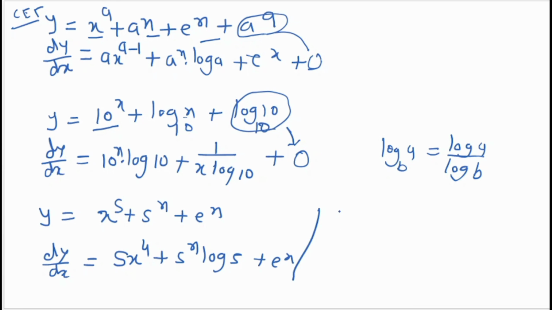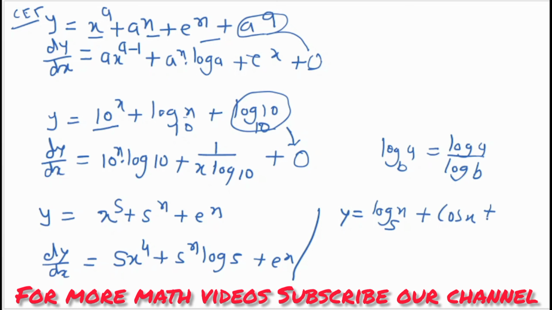So we take one more example, y is equal to log x to the base 5 plus cos x plus e raised to x. So now the answer is dy by dx is equal to, the derivative of log x, that is 1 upon x, and log 5 as it is, the derivative of cos x, that is minus sin x, and the derivative of e raised to x is as it is, e raised to x.